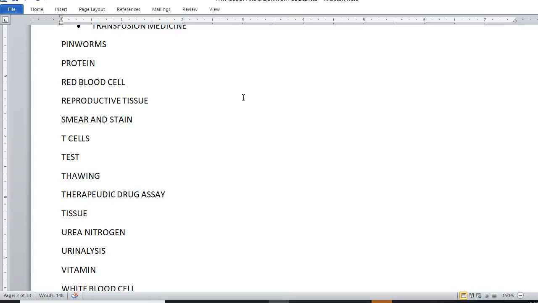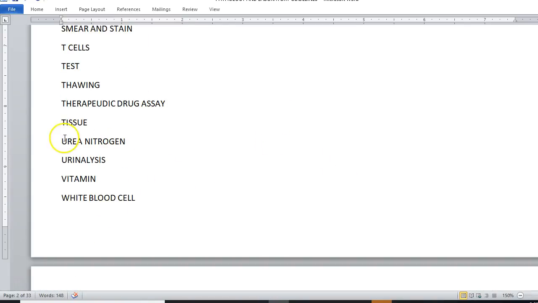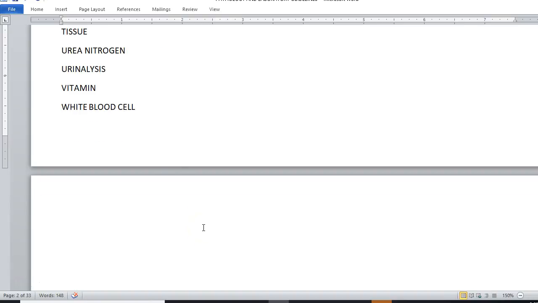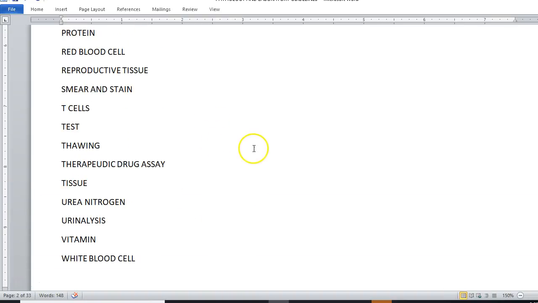Thawing, again, because we're doing a lot of cryopreservation. We need to thaw blood products. Therapeutic drug assays, which is, again, something that's prescribed to a patient, but we want to make sure they're taking it and that their body's absorbing it. We can look under tissue. Again, urea nitrogen's another big one we test for. Urinalysis, for testing things in our urine. We can look up vitamin, white blood cell. And so, again, lots and lots of different ways we can look these up.